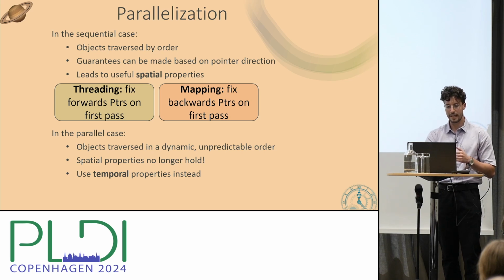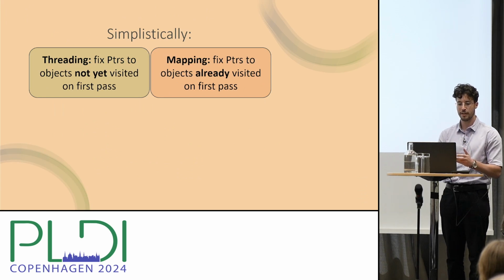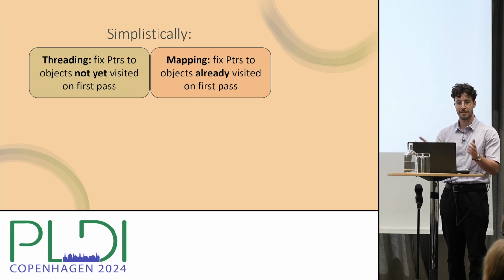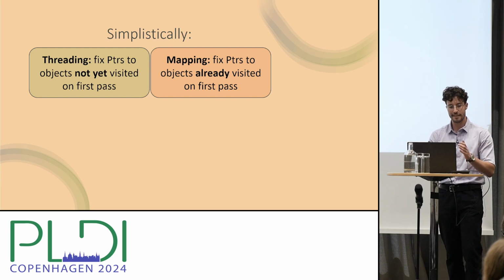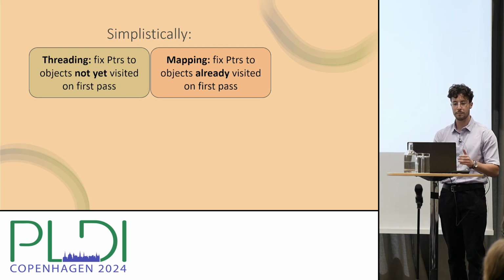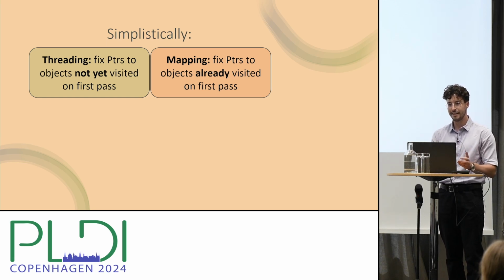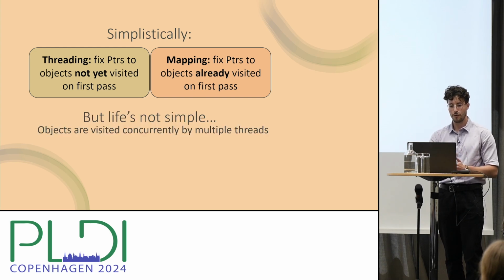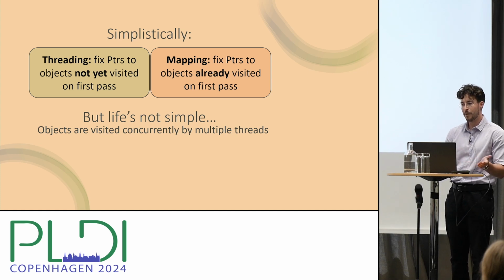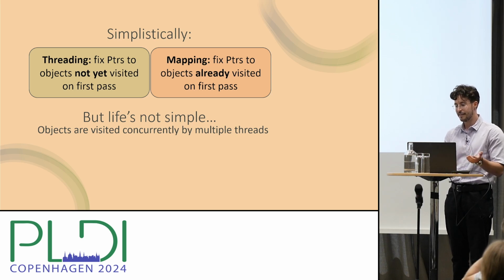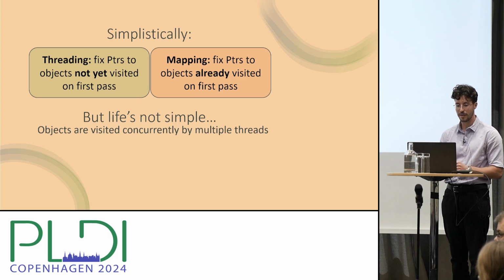Basically, we would like to replace the spatial notions of forwards and backwards with the temporal notions of not yet and already. We would like to simplistically say that we will use threading to fix pointers to objects not yet visited and use mapping to fix pointers to objects already visited. Sadly, life is not simple. When we have a parallel compaction algorithm running on multiple threads, objects can be visited concurrently, and different threads advance at different speeds, so we need to take all that into account.